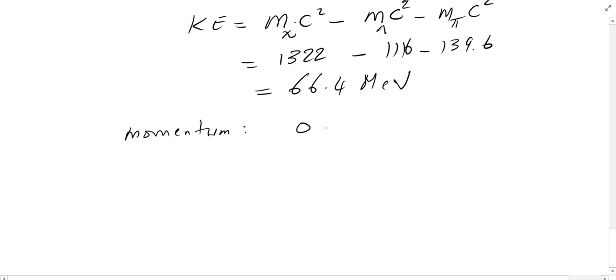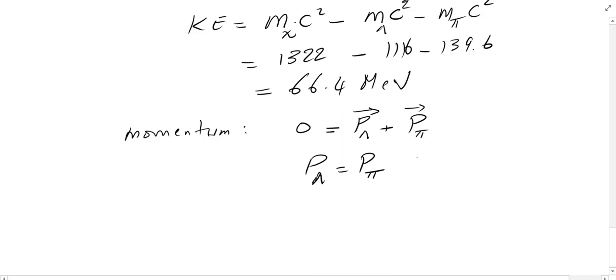So initially we had no momentum. At the end, as a vector, the momentum of the lambda particle and that of the pi particle must sum to 0. In magnitude, both of them are equal. One of them is going one way, the other one is going the other way.